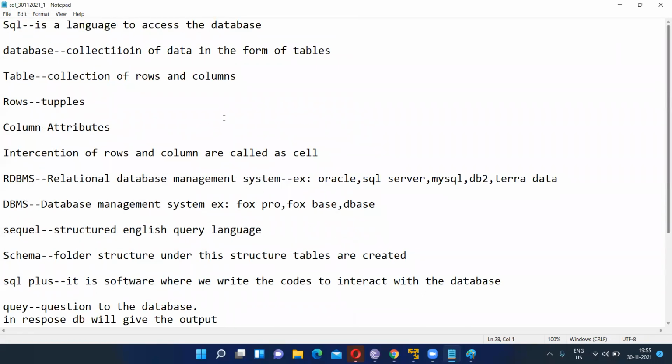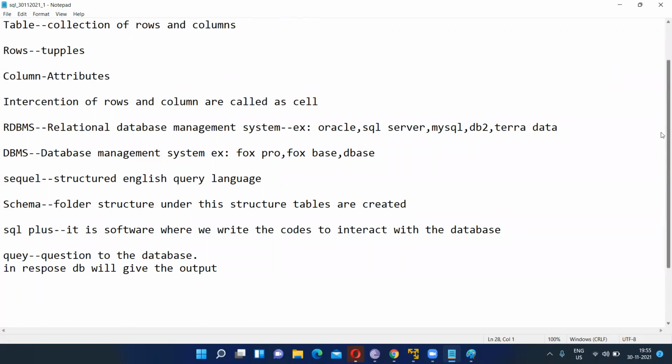So this is the particular thing which you have to know. SQL is a language to access the database. A database is a collection of data in the form of tables. A table is a collection of rows and columns. A row is also called a tuple. A column is also called an attribute. And there's something called a cell, which is the intersection of rows and columns.